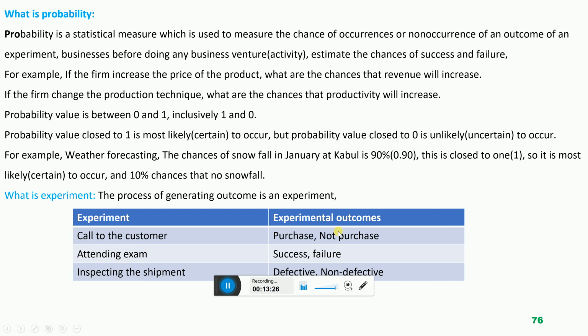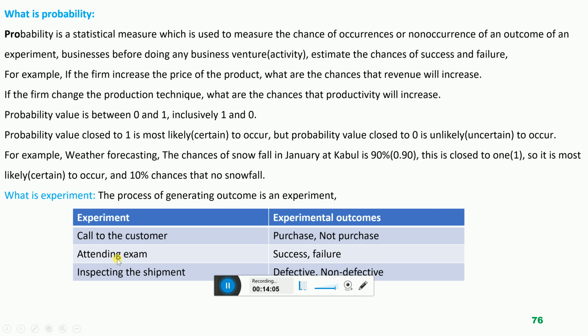So what is an experiment? Any process that generates an outcome. And we gave the example of calling the customer. When the sales manager is calling, the outcomes of this experiment are two. The customer will purchase the product, or the customer will not purchase; he will reject the offer. So we define the process of generating an outcome as an experiment. What is the process? Call to the customer. And it generates two types of outcomes: purchase the product or does not purchase the product.